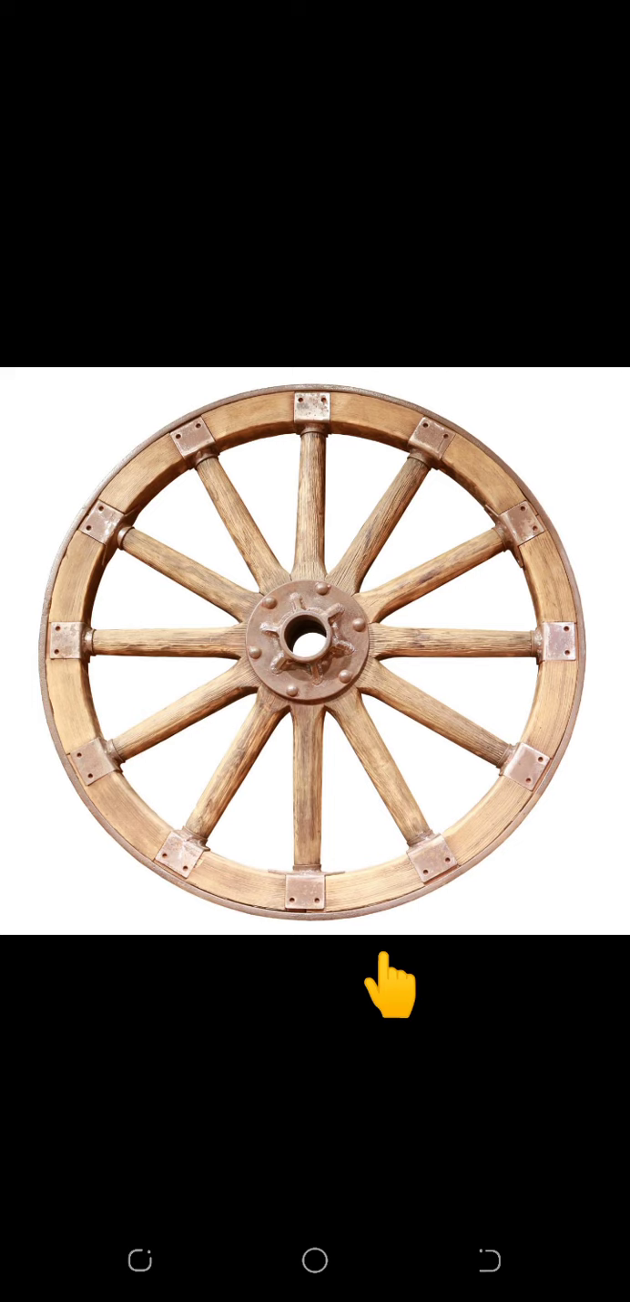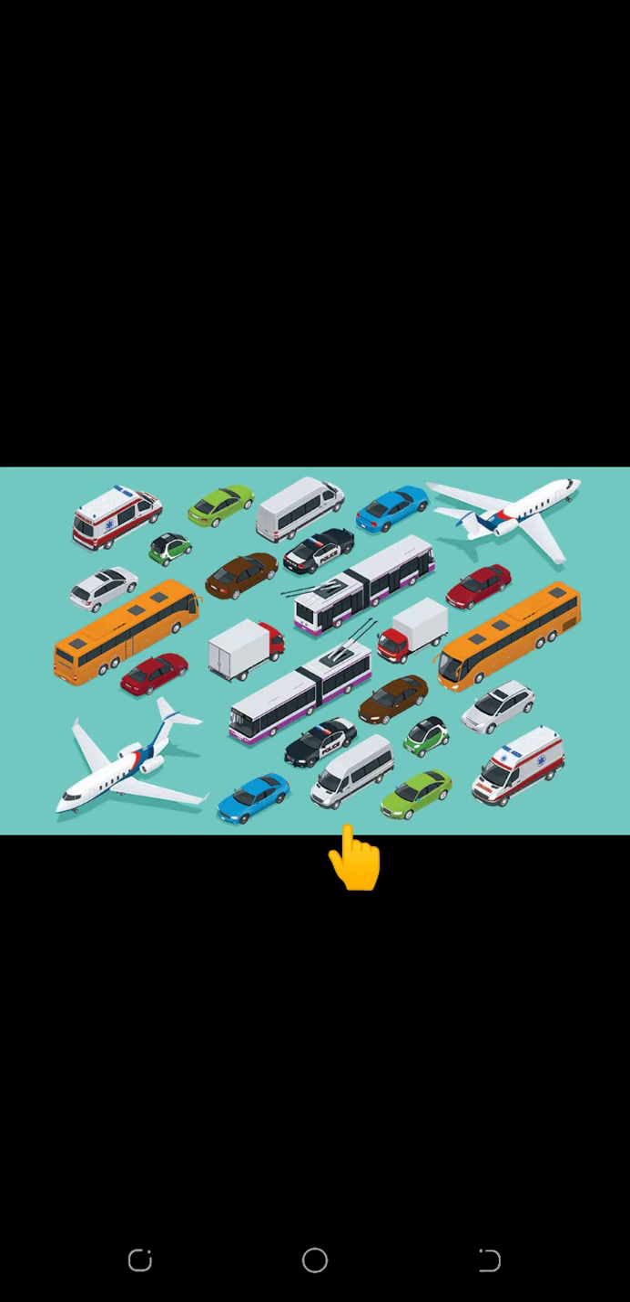The wheel was invented. Surplus food was produced. The barter system emerged. Trade started and commerce developed. The industrial revolution enabled large scale production. Transportation became faster. The information revolution made communication easier and speedy across the world.